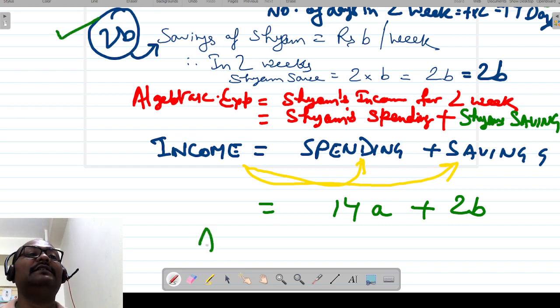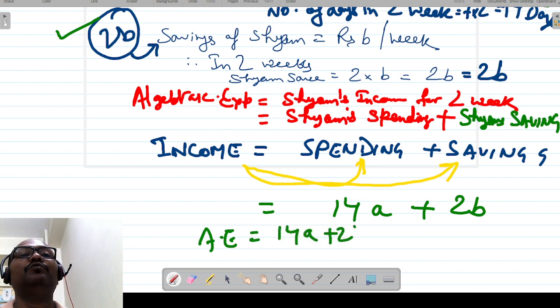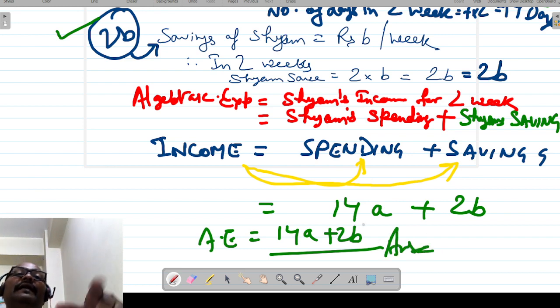So the algebraic expression will be 14a plus 2b, which is the total income of Shyam, where a and b are the literals. In the form of literals, we derive the algebraic expression.